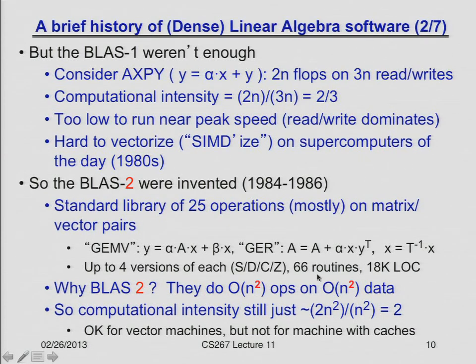And now we're up to like 66 routines and 18,000 lines of code for the unoptimized version that anybody can download. And they're called the BLAS2, not surprisingly, because now we have n squared data, an n by n matrix, and we're doing order n squared operations to do it all. So if I look at, in particular, this guy, I'm doing 2n squared floating point operations, and it's on about n squared data. So the computational intensity has gone from 2/3 to 2, which is a big improvement, and that was good enough for vector computers at the time. But it's obviously not good enough for today when a factor of 2 is not going to hide the cost of the communication.